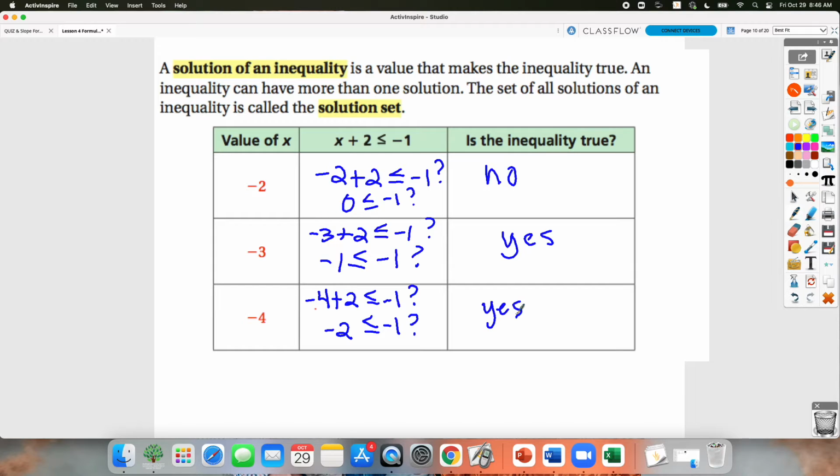Anything of that, you know what I'm saying. Anything further to the left, right? Negative 5 would be a solution. Would negative 100 be a solution? What about negative a million? Yeah, all of those numbers that are less than or equal to which of these? Where does our solution set start? At negative three. So anything at negative three or below would be part of our solution set.